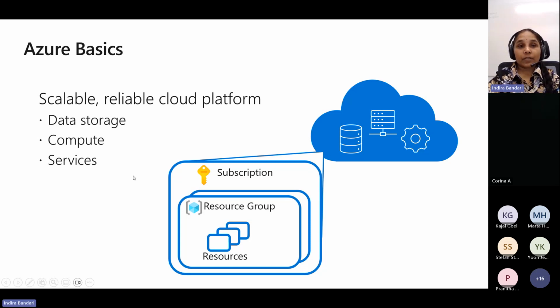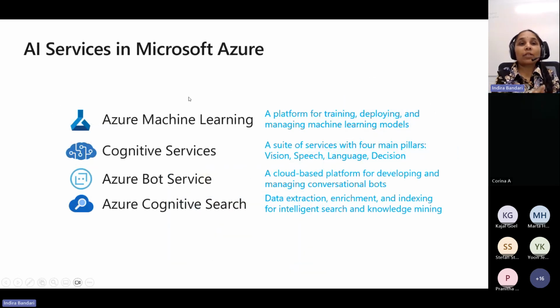So that's Azure basics. Now, what are the services that we are going to use in this Azure AI Fundamentals course? There are a lot of services, but these are the AI services: Azure Machine Learning, Cognitive Services, Azure Bot Service, and Azure Cognitive Search. These days Azure Cognitive Search is becoming very important.